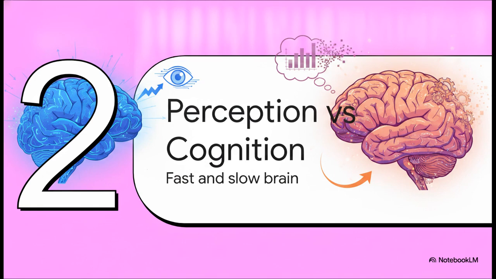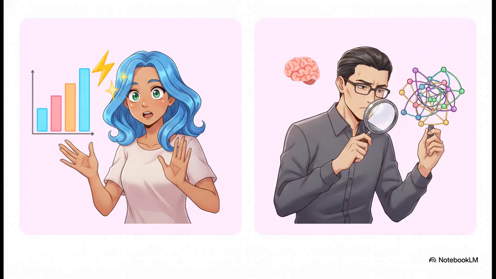Section 2. Perception versus cognition, the fast and slow brain. Now that we know how blindingly fast the eyes can work, we really need to talk about this massive biological gap. On one side, we have perception. This is simply seeing. It's completely automatic, it's incredibly fast, and its whole job is just to detect patterns. But on the other side, we have cognition. This is understanding. Cognition is analytical. It is significantly slower, and its job is to actually explain those patterns.